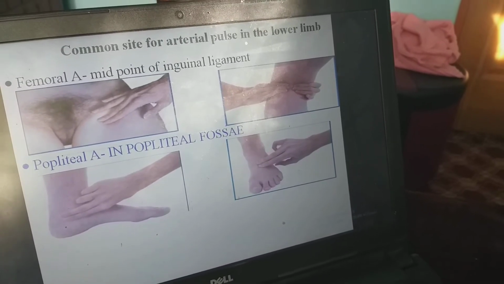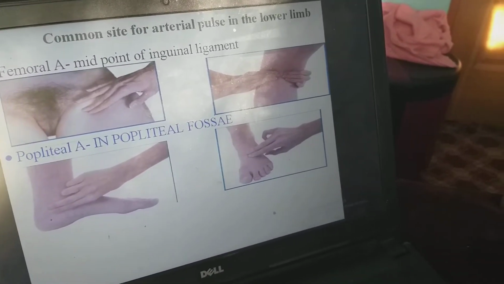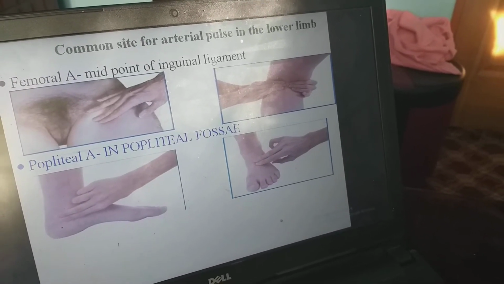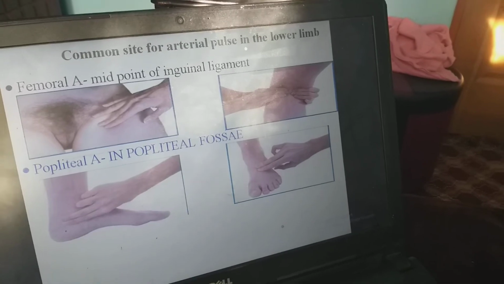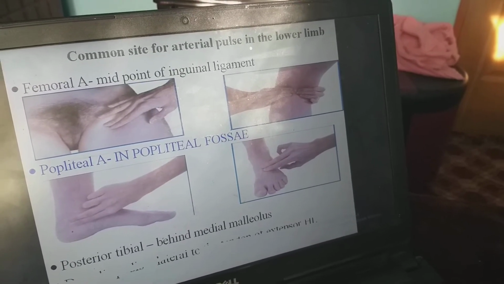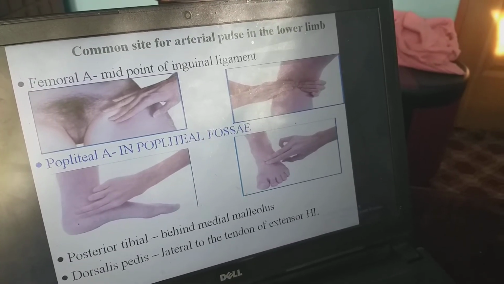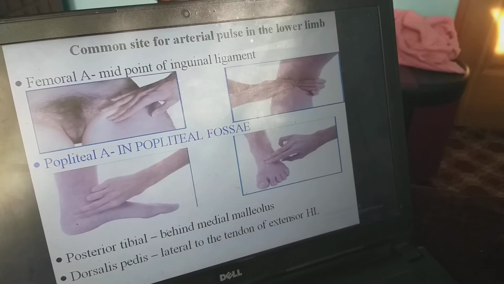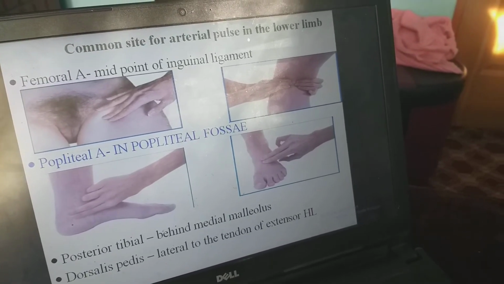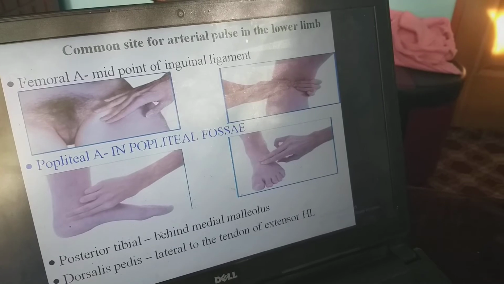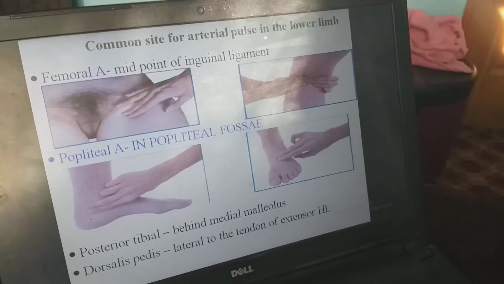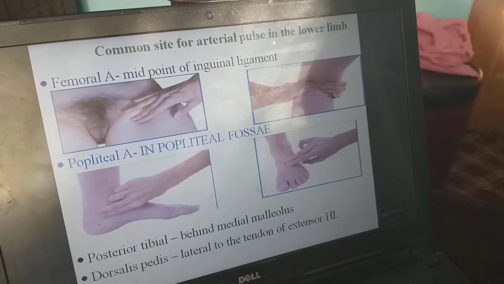Below the inguinal ligament, we call it the femoral artery. Above the inguinal ligament in the abdomen, we call it the external iliac artery. So you can take a pulse from the femoral artery at the midpoint of the inguinal ligament, from the popliteal artery in the popliteal fossa, and from the posterior tibial artery behind the medial malleolus, before it divides into the medial and lateral plantar arteries. You can take a pulse from the posterior tibial artery between the medial malleolus and the calcaneus.